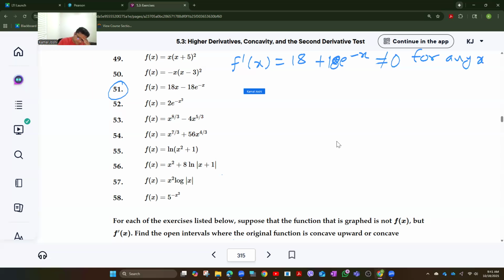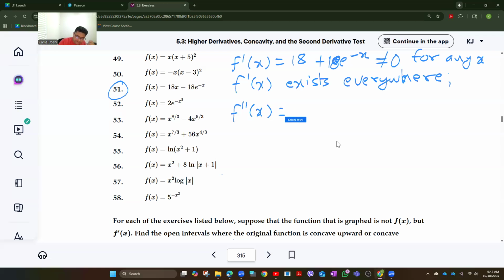Actually, we're not thinking about critical numbers here. Also you can say this exists everywhere because that's an exponential function. So this is a function which has no critical numbers, so no max, no min. But let us look at the second derivative. That is what we're interested in right now, the inflection points.